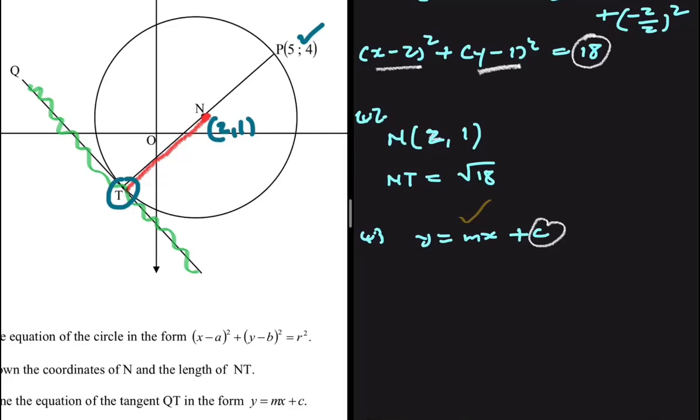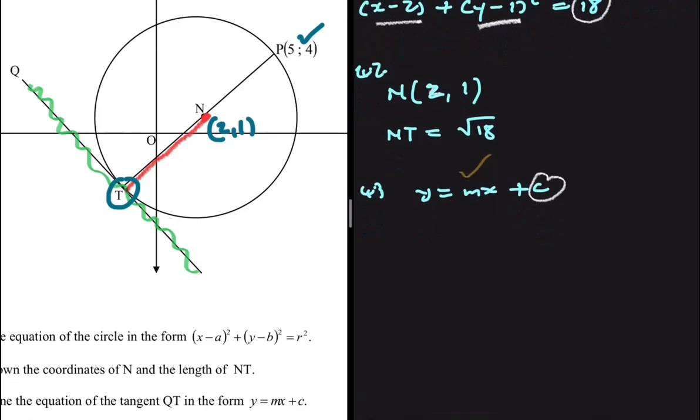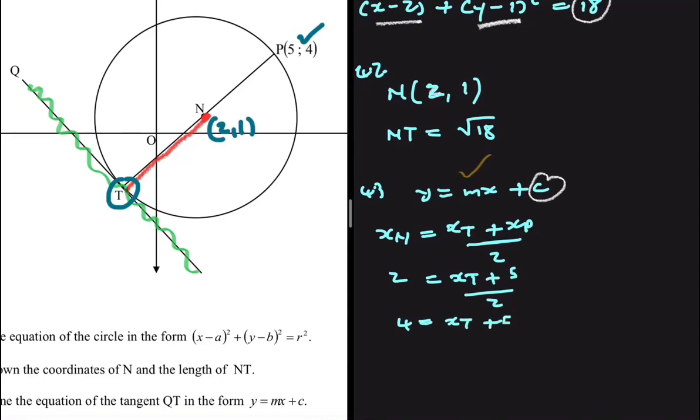TP is a diameter, so that tells us that n is the midpoint of PT. So we can use the midpoint theorem. We can say that x of n is equal to x of t plus x of p, divided by 2. So x of n, that is 2, x of t is what we're interested in, x of p is 5, divided by 2. If we cross multiply, we get 4 is equal to x of t plus 5. So x of t is equal to minus 1.